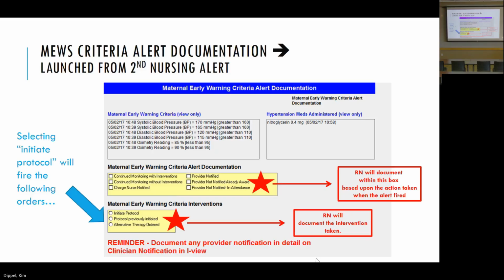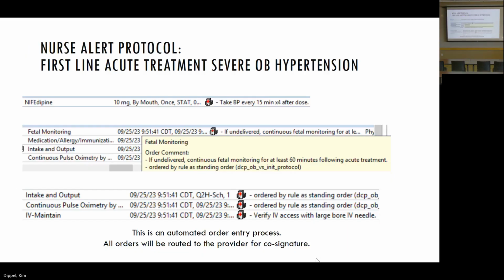So here are the orders. And we use oral nifedipine, fast acting, 10 milligrams by mouth. And again, it's a medication, so you would have to have an order for that.